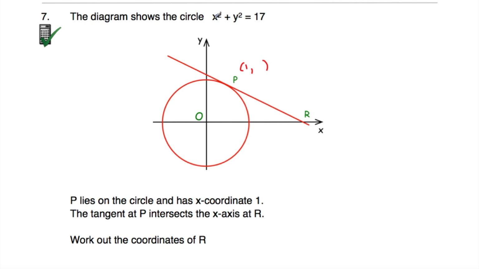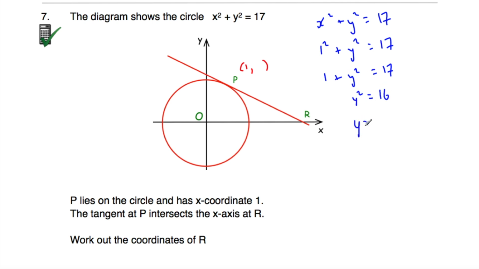So what I'm going to do is look at the equation of the circle. x squared plus y squared equals 17. So here we've got that x is equal to 1. So we get that 1 squared plus y squared is equal to 17. 1 squared, that's 1, plus y squared is equal to 17. And if we take 1 away from both sides, we get that y squared is equal to 16. So it means that y would be equal to 4 or -4, plus or minus 4.